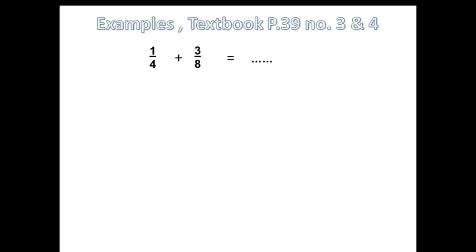Now we see the bigger denominator is 8. So for 1 over 4, the numerator and the denominator times 2. 1 times 2 equals 2. 4 times 2 equals 8. So it will become 2 eighths plus 3 eighths, equals 2 plus 3 equals 5. So it equals 5 eighths, or 5 over 8.